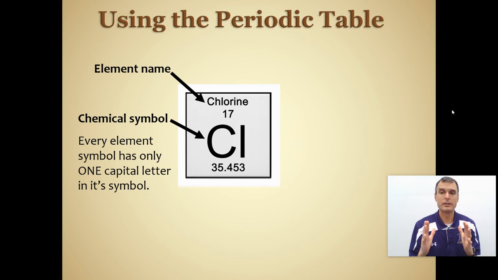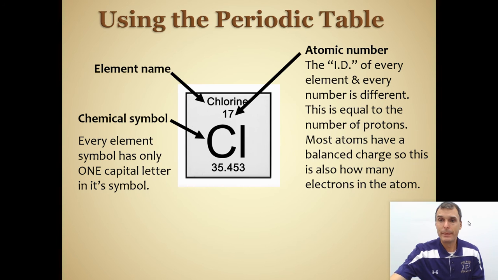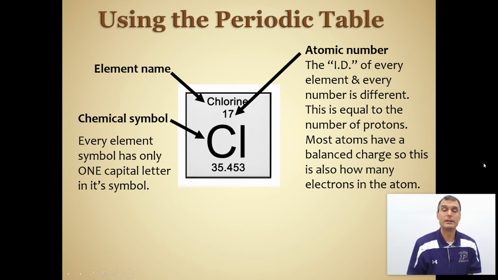So if you have a series of letters, you can tell how many elements are involved in that chemical formula based on how many capital letters there are. Every capital letter is a new element. Now, the atomic number, as I mentioned previously, is the identification of any element. So it's the number of protons, and it is different between one element and another. No two elements have the same number of protons. So if the number of protons change, you get a different element.